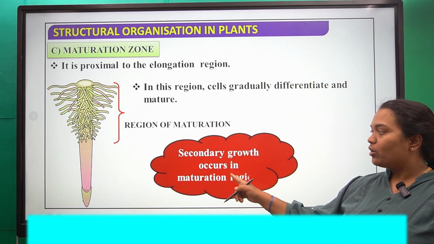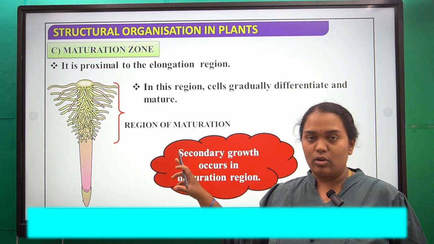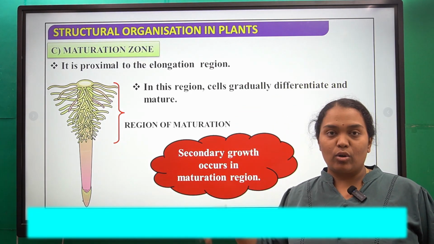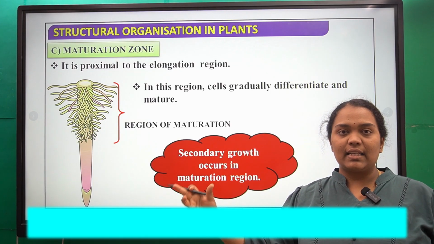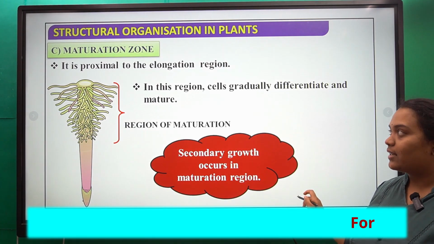Here, secondary growth occurs in the maturation region. What happens? First the cell has grown, the primary growth has been completed. Again, when growth takes place after attaining its specific function, that is called secondary growth.